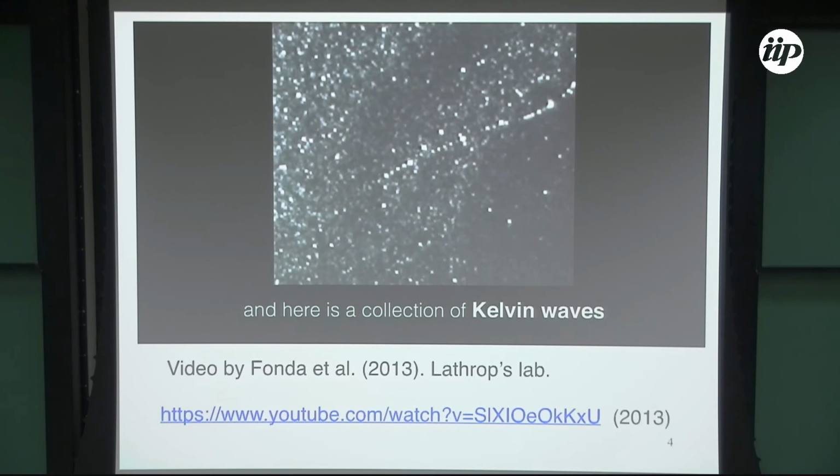You can have vortex structures that are very small. In principle, you have Kelvin waves there, but they are very hard to observe, I think.